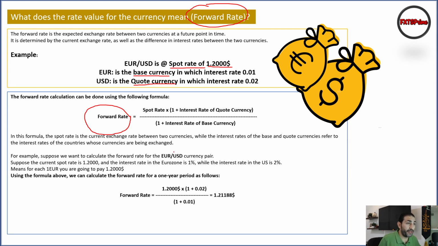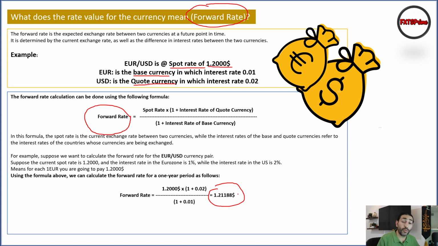To calculate the forward rate, I'm going to apply this formula: $1.2 multiplied by 1 plus the quotation interest rate, which is 2%, divided by 1 plus the base interest rate, which is 1%, and I will arrive at this forward rate. What does this mean? That means if I keep buying euro for 1 year, in the future I am going to achieve this rate.